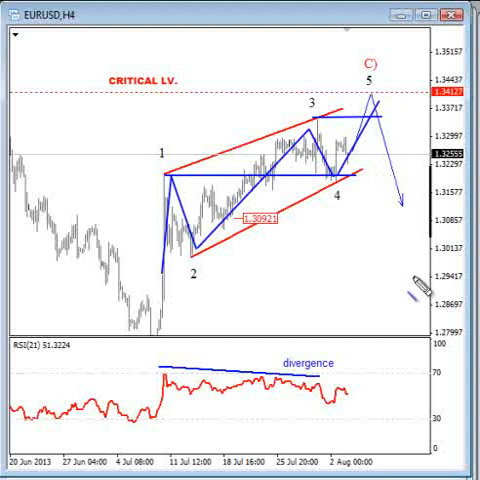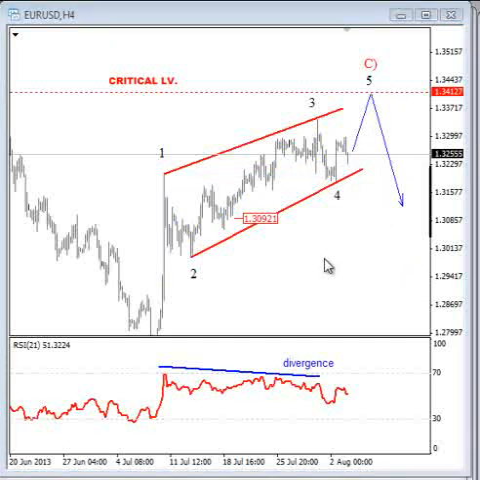Okay, now each leg in an ending diagonal is typically structured by 3 legs, or it has the shape of a corrective movement. Okay, very slow, very choppy moves. So don't be surprised if this 5th wave here will be structured in only 3 legs, and then you will see a 5 wave decline.